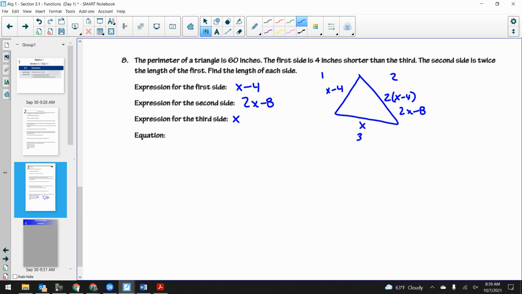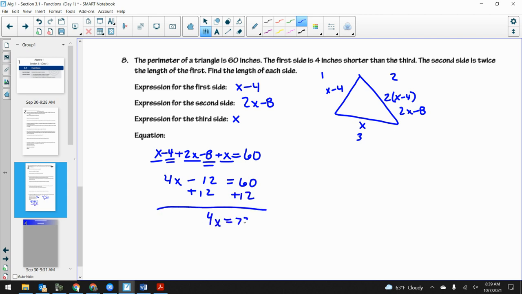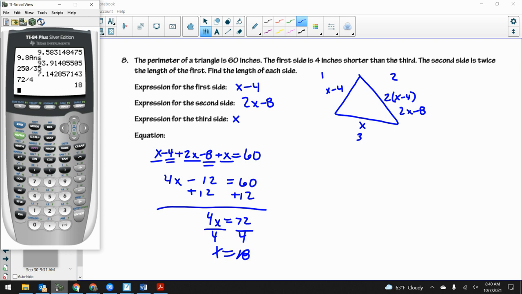So if the perimeter is 60, then we know that x minus 4 plus 2x minus 8 plus x is 60. Let's combine like terms. x, 2x, and x make 4x. Negative 4 and negative 8 make minus 12. And now we add the 12 over to the right side. So 4x is equal to 72. If I divide by 4, that's 18. Yep, 72 divided by 4 is 18.